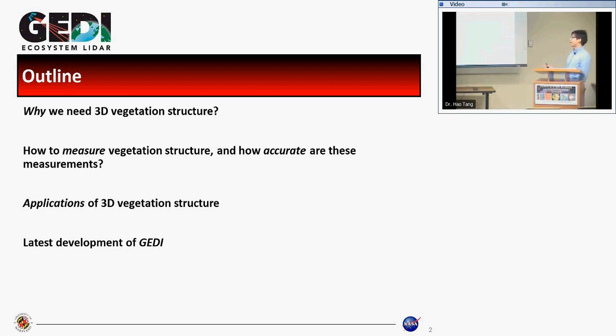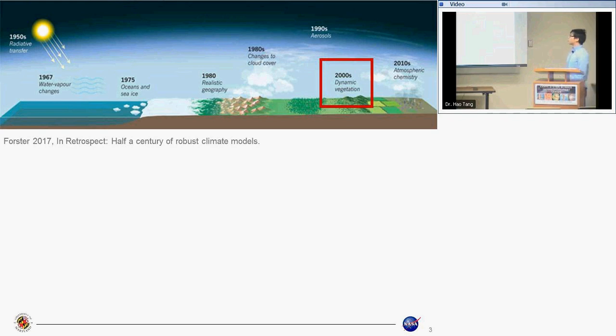And of course, there will be a bunch of applications of 3D vegetation structure. I'm also going to share, in part two of this talk, the latest development of GEDI, which is launching within a month. So vegetation structure, what are we really talking about? Looking back at the past century of climate model development, it was just atmosphere and ocean, and then land with more realistic geography and changes of cloud. It's not until the 2000s that we have the concept of dynamics of vegetation.